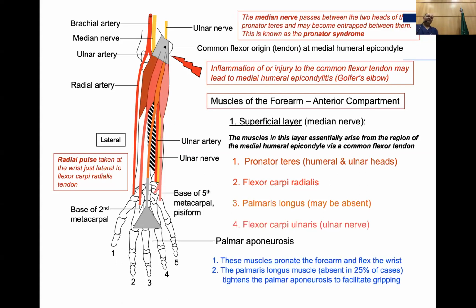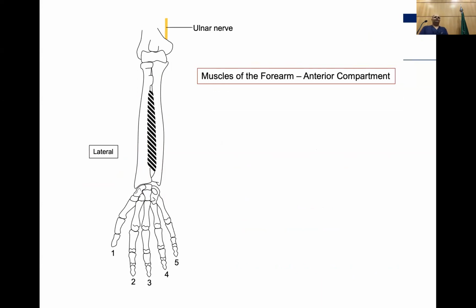Okay, so now these are the actions produced by these superficial layer muscles. Are we good? Okay, going further. Now this is the same anterior compartment, intermediate group. Only one muscle. Its nerve is the median nerve.